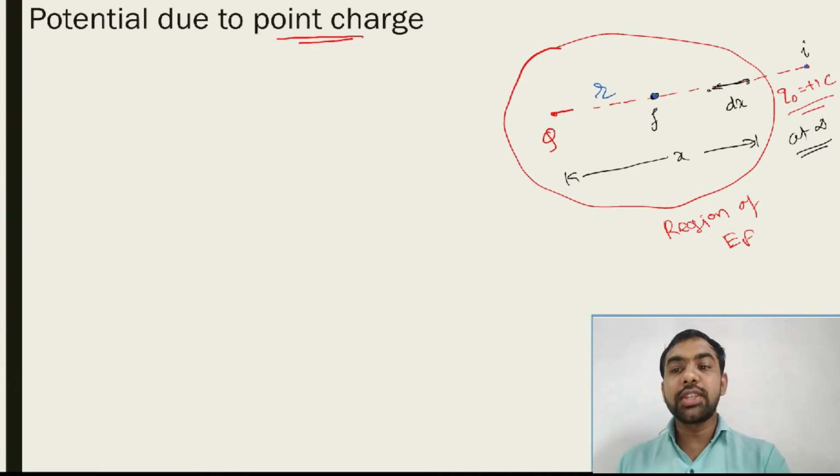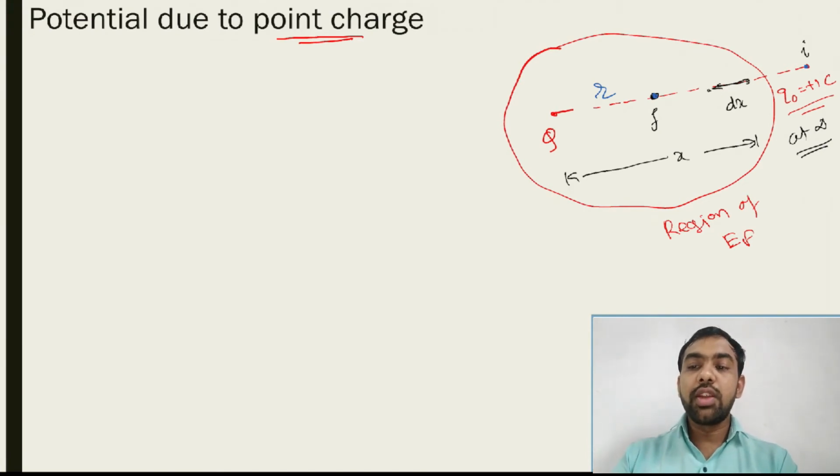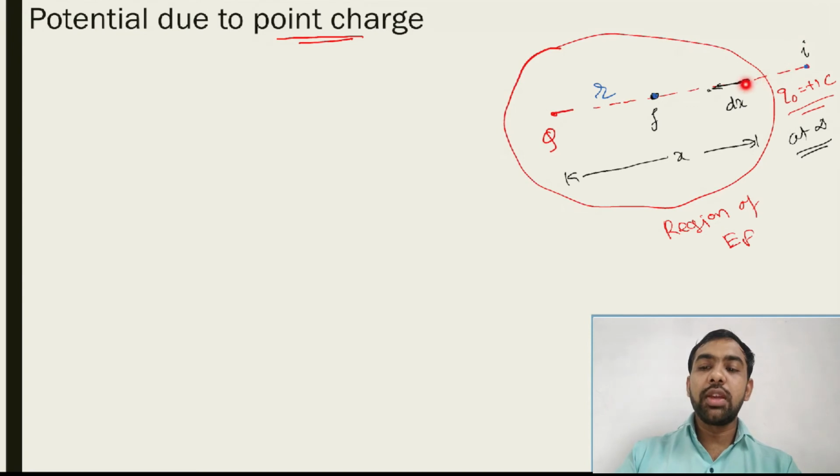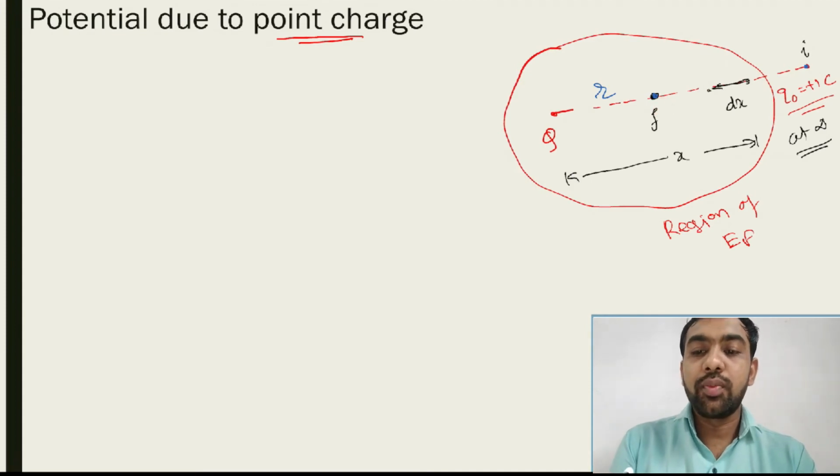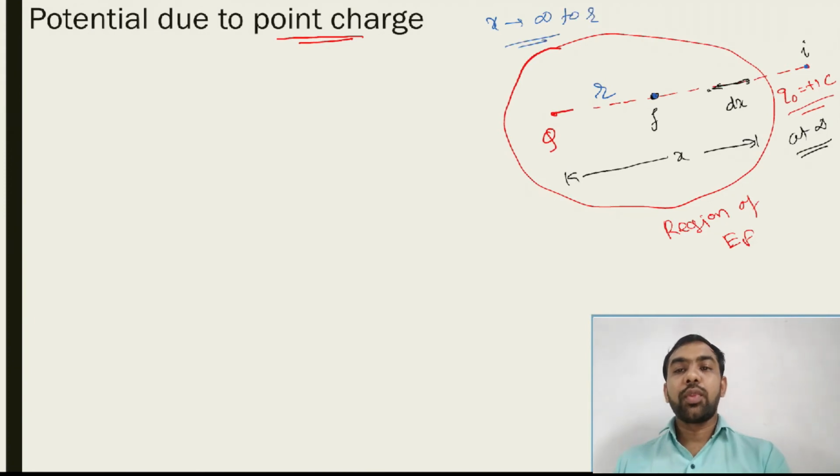This force continuously changes, as we discussed in the previous session. Why? This force depends on the distance, so x continuously changes. When this charge is moved from here to here, x continuously changes from infinity to r. So x initial is infinity, x final is r. Now consider any small displacement dx.